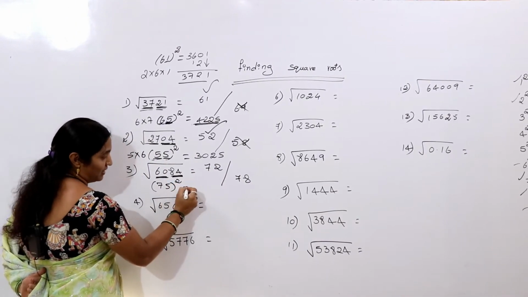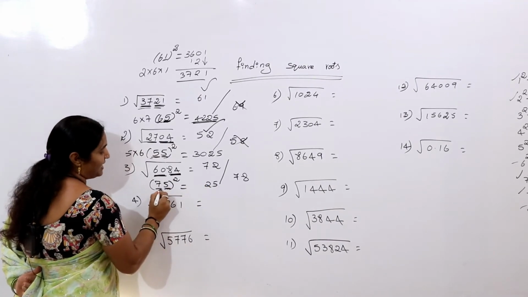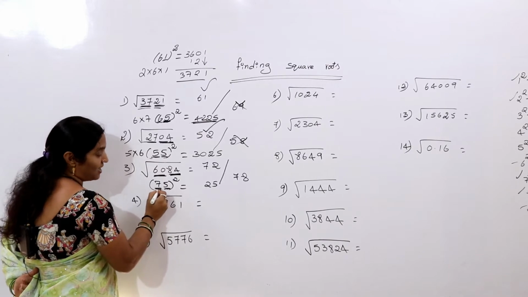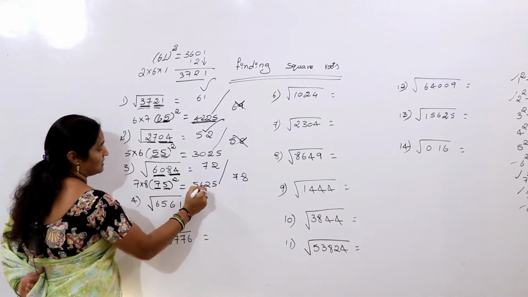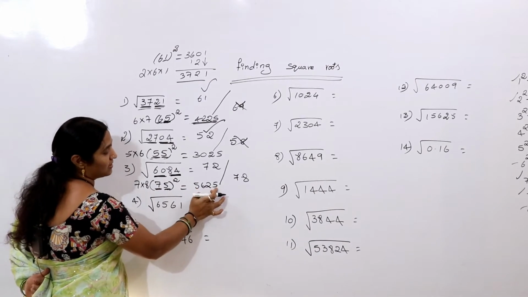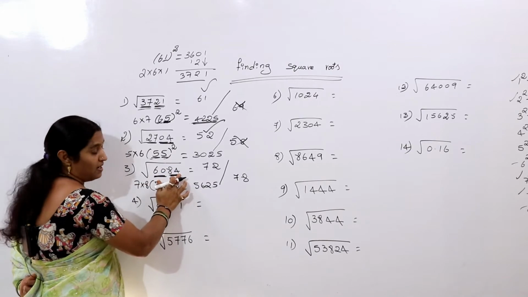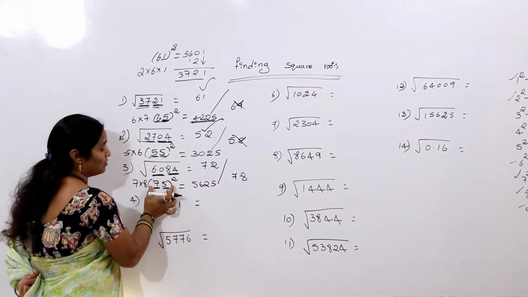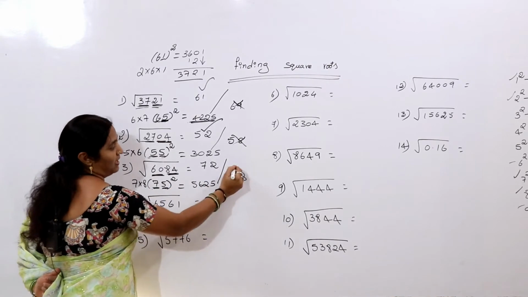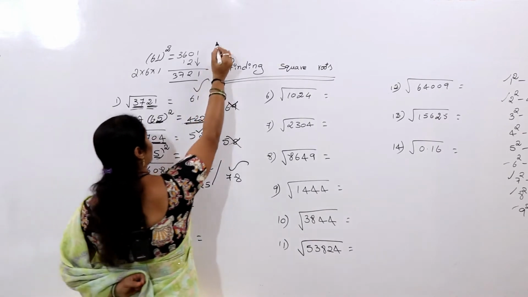In between them what do we have? 75 square. Check for this. Ending with 5 means 25. 7's consecutive is 8. 7 eights are 56. Here we get 5625. But the number we have is 6084. When compared to this, it is more. Hence we have to take more than 75. It is 78. Now let us check for 78 square.